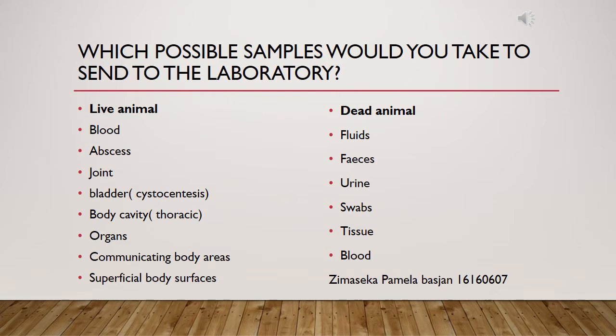So which possible samples would you take to send to the laboratory? If it's a live animal, then blood, abscess, joint, bladder, body cavity, organs, communicating body areas, and superficial body surfaces. And if it's a dead animal, then fluids, feces, urine, swabs, tissue, and blood.